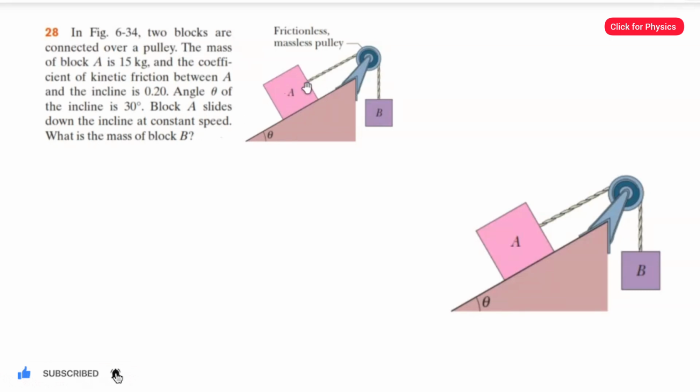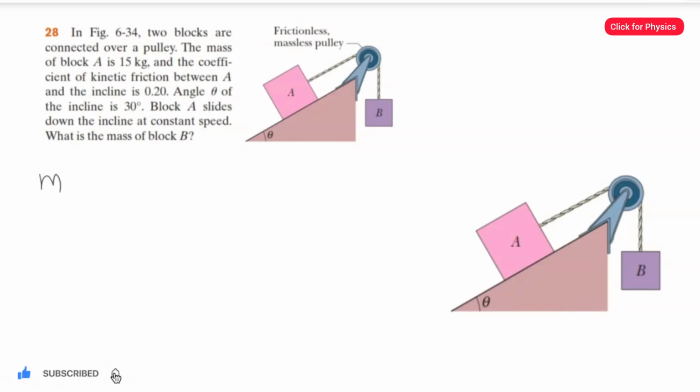So that means if block A slides down the incline with a constant speed, block B also moves with constant speed. If any object moves with a constant speed, the acceleration of that object will be equal to 0. So, for finding the answer for block B, we have to draw the free body diagram for the given figure. Before that, we have to write the given data first, and then we can draw the free body diagram.